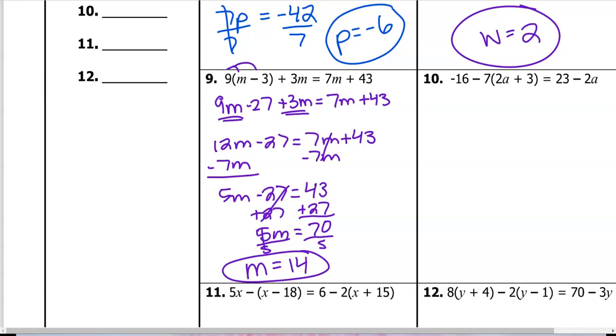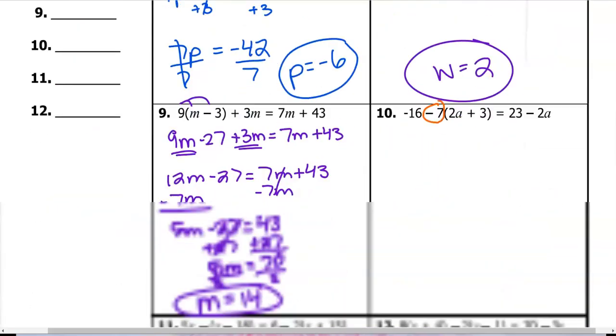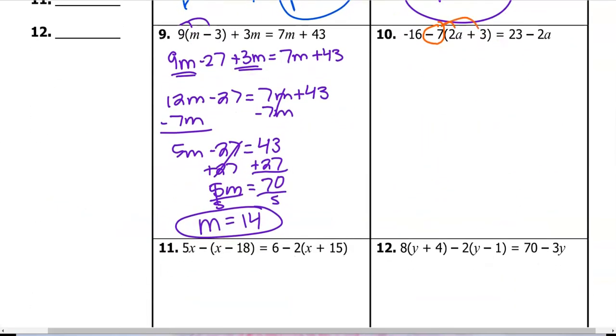All right, number 10. Tell me what to do first. This one's a little different, not too much, but it's a tad bit. How is it kind of different? There's two things in front of parentheses, right? I have a negative 16 and a minus 7 in front of my 2a plus 3. Yes, good. You only distribute what's directly attached to the parentheses. So we're only going to distribute the negative 7. Negative 7 is going to get distributed to 2a and 3.